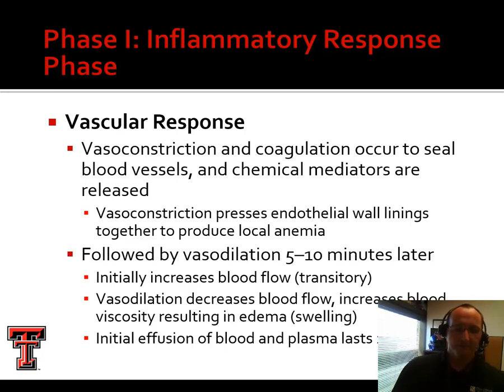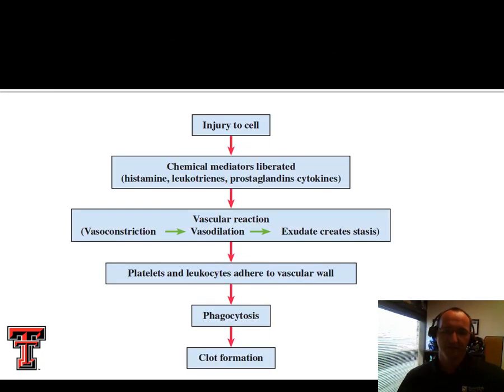Okay, vasodilation results because we already had the platelets and we've had some clotting occur. So we get an alteration in blood flow here. The blood viscosity actually goes up. It's relatively thicker in the area. So we end up with this change in local circulation, and in many ways this swelling is intended to try to eliminate or minimize additional movement that might further exacerbate the injury.